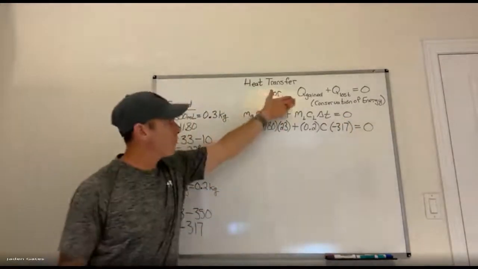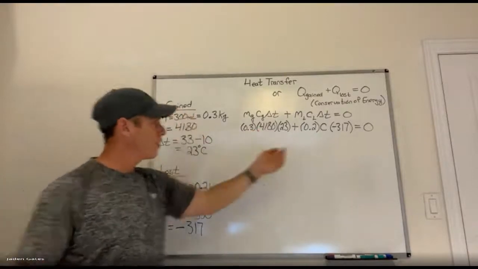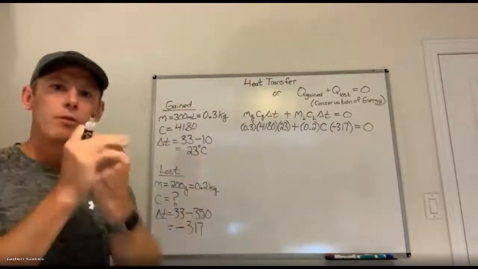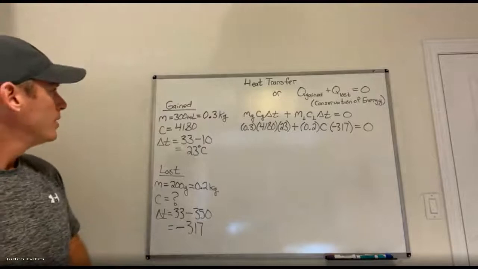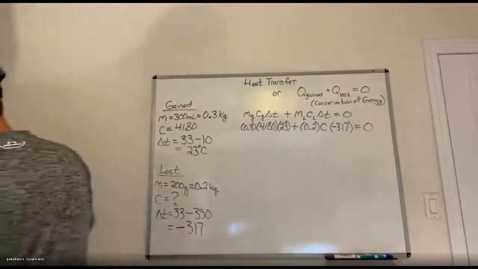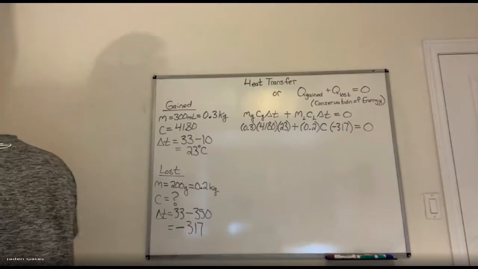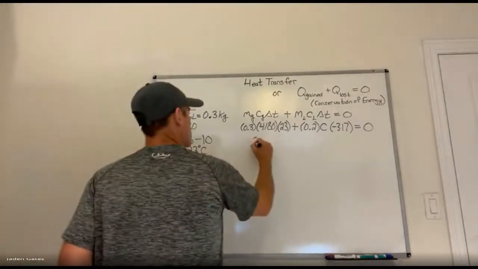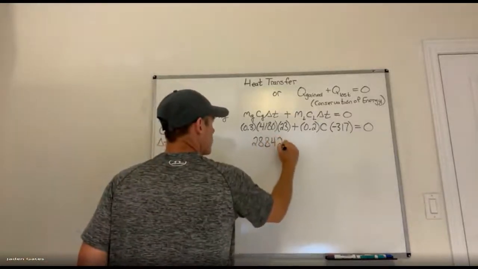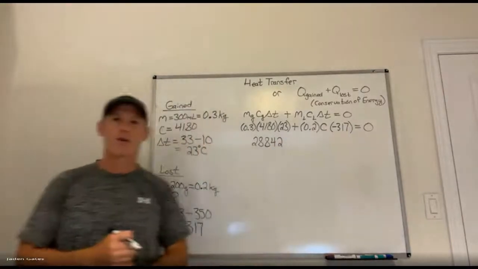And again, you can see how the law of conservation of energy is going to work here, because when we multiply these three numbers, we're going to get a positive number. When we multiply these three values, we'll get a negative number. And because of the conservation of energy, we add them together, we're going to get a net 0. So multiplying 0.3 times 4,180 times 23, what do I end up with here? No way. Okay, I actually got a round number here: 28,842.